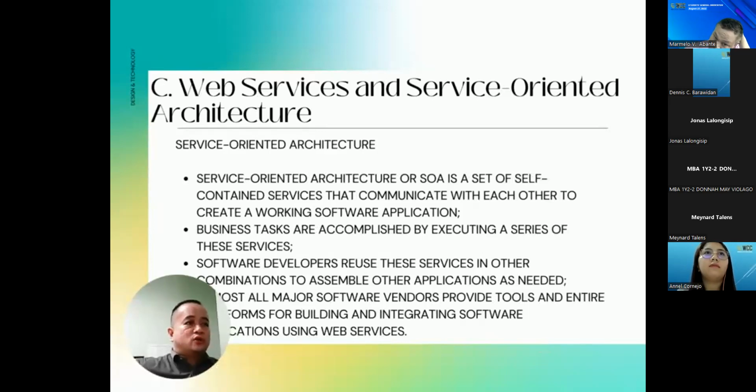Service-oriented architecture, or SOA, is a set of self-contained services that communicate with each other to create a working software application. Business tasks are accomplished by executing a series of these services. Software developers reuse these services and other combinations to assemble other applications as needed. Almost all major software vendors provide tools and entire platforms for building and integrating software applications using web services.